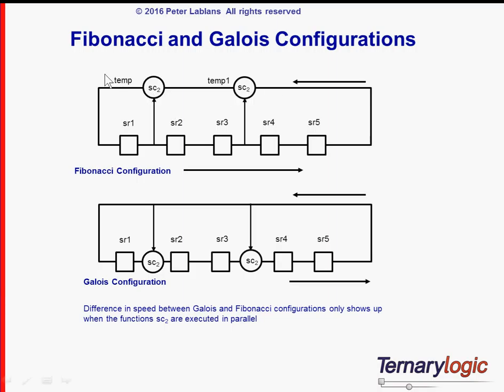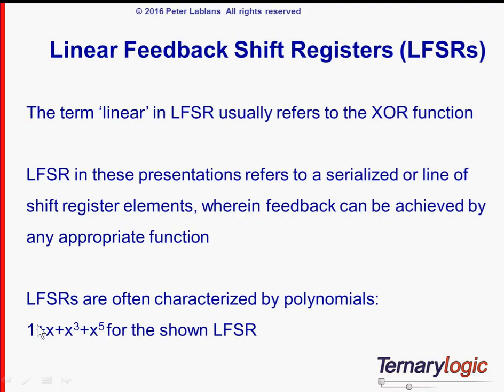Here we see another time the Fibonacci configuration. Here I call the functions SC2. In general, those are the XOR function, but they can actually be any binary function. They can be reversible functions, but they also can be non-reversible functions. They can be the XOR, AND, or the equal functions, etc. Usually that is not done in the art. Usually we limit ourselves to XOR functions, and that is because of the description of what are called the linear feedback shift registers, LFSRs.